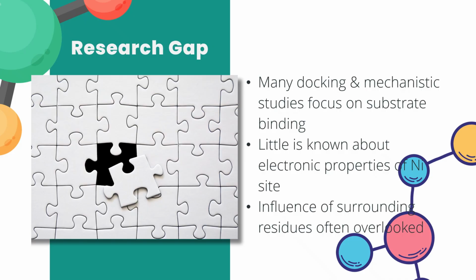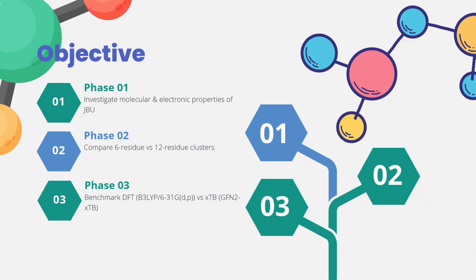Our objectives are threefold: to investigate the molecular and electronic properties of the Jack-Bean urease active site, to compare truncated models, 6 residue versus 12 residue clusters, surrounding the nickel atoms, and to benchmark computational methods, density functional theory, or DFT, at the B3LYP/6-31G level with dispersion corrections, against the more computationally efficient semi-empirical XTB method.